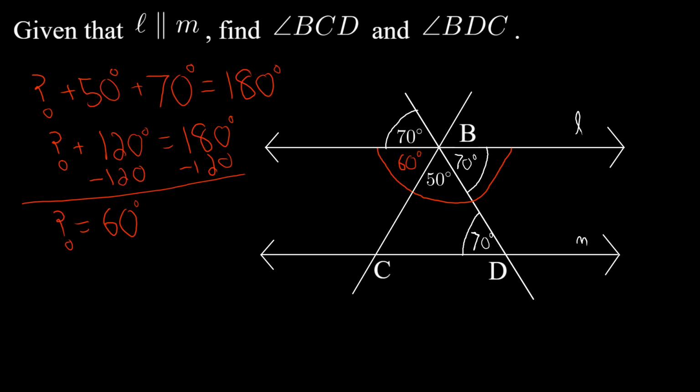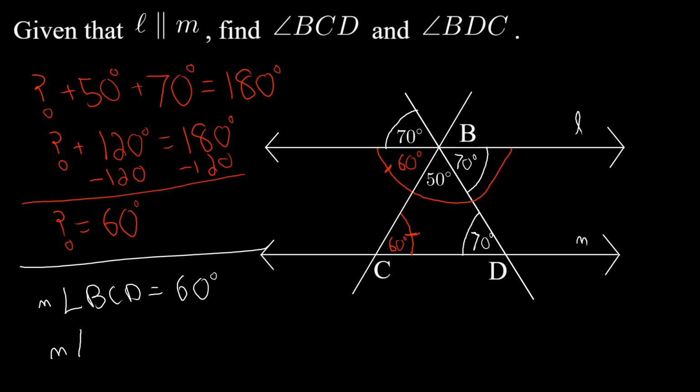Similarly, if I look at the 60-degree angle, well, that angle is alternate interior with this one right over here. So that means that this angle is also 60 degrees. And that gives us everything we need to complete this problem. We have determined that the measure of angle BCD is equal to 60 degrees, and that the measure of angle BDC is equal to 70 degrees.